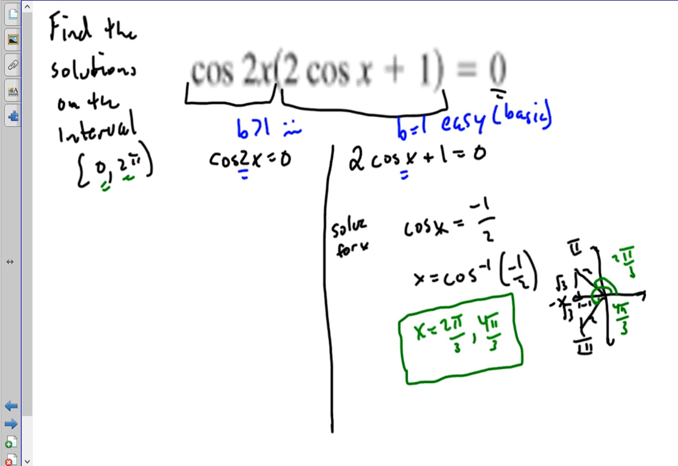Now we go to the more possibly challenging one. So now we take cosine of 2x equaling 0. Okay, cosine of 2x equaling 0. If we're going to first solve this, just like the other one, solve for x.